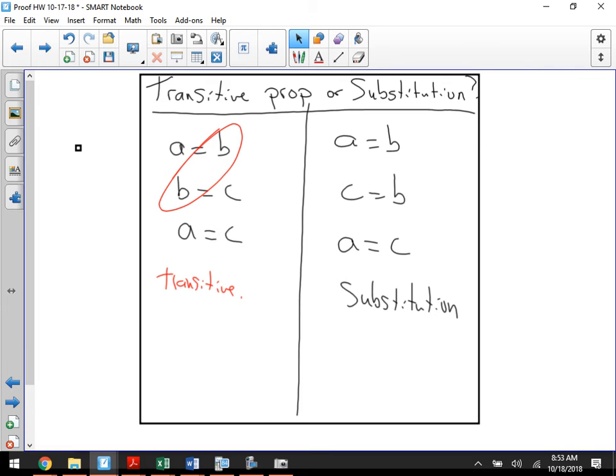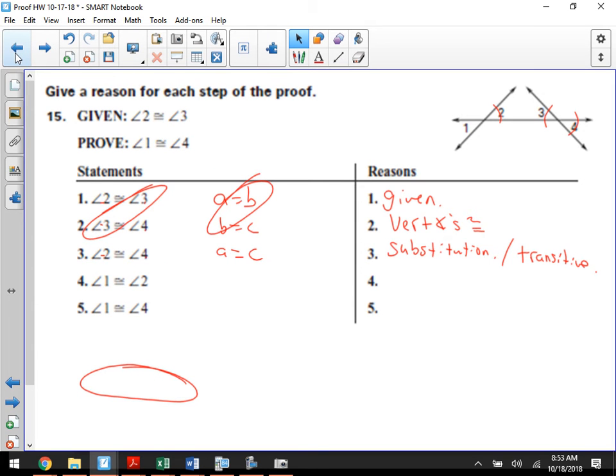So if you do wind up coming across something like that where you recognize that things have been repeated, it's not a bad idea to double check whether or not you're using transitive or you have to use substitution. And this is what it does. That's the difference between the two. Okay? Does that make sense? So here, we're not going to use substitution. We're going to use transitive because of the diagonal.